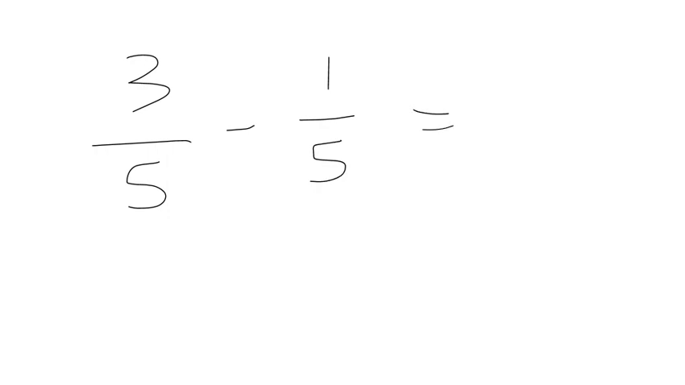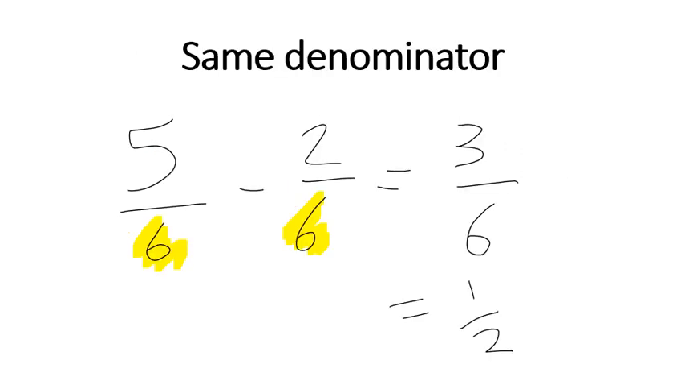Another example could be 3/5 subtract 1/5. And again, as we can see, the denominator is exactly the same, therefore it stays the same in the answer, and we just subtract one numerator from the other. So 3 minus 1 is 2, and the final answer is 2/5.